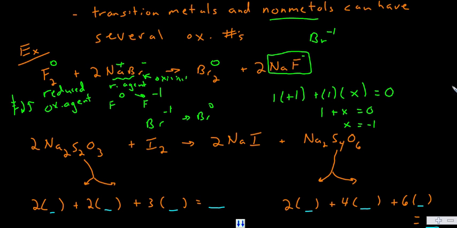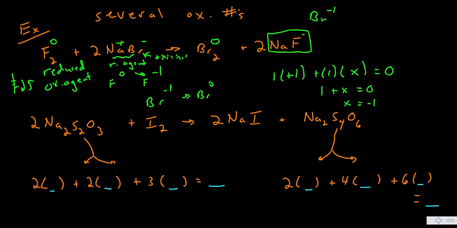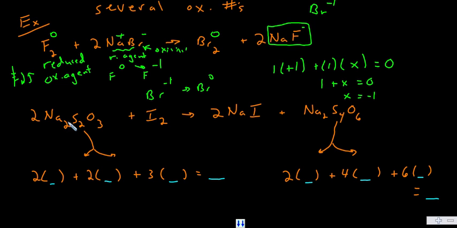Next, this one's a little bit trickier. This next problem, which is actually quite similar to a lab we'll be doing this week, is the reaction of sodium thiosulfate with iodine to give sodium iodide and sodium Na2S4O6. So again, to determine whether something is reduced or oxidized, you need to see how its oxidation number changes. So let's see. Let's look through this here.